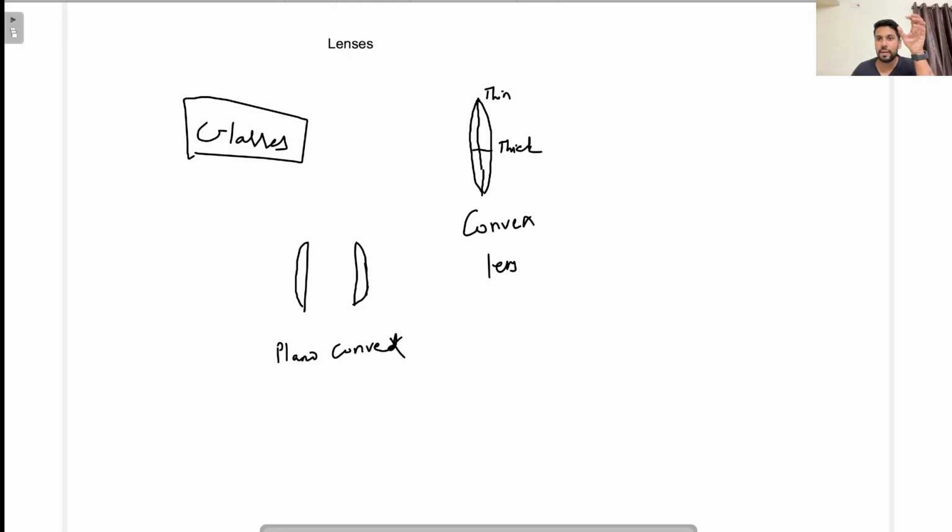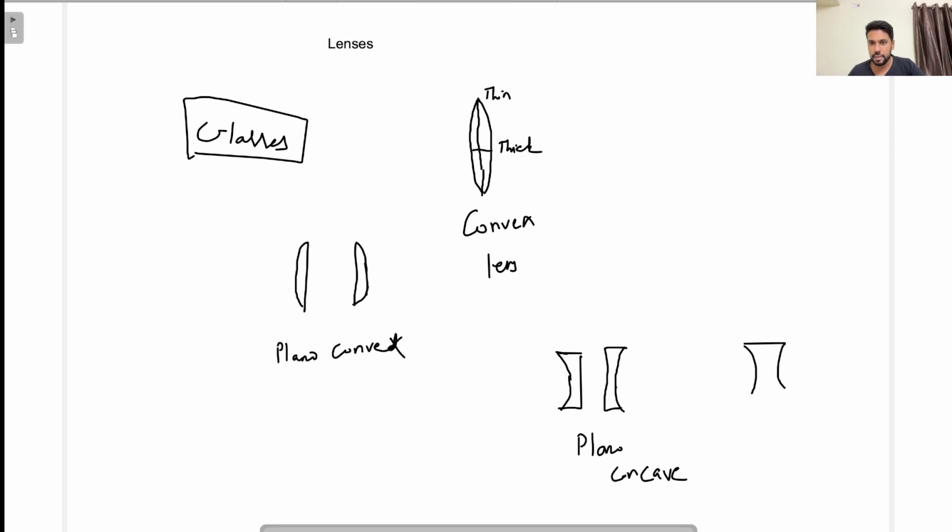In the same way, I have another lens where I am taking two plano concave surfaces. As you can see here, I am taking two plano concave surfaces. Both these surfaces are called plano concave, and again they are made of glass. So when I join them together, I am going to have a concave lens. This is known as a concave lens.